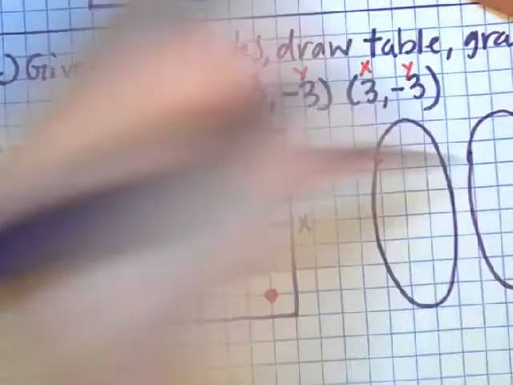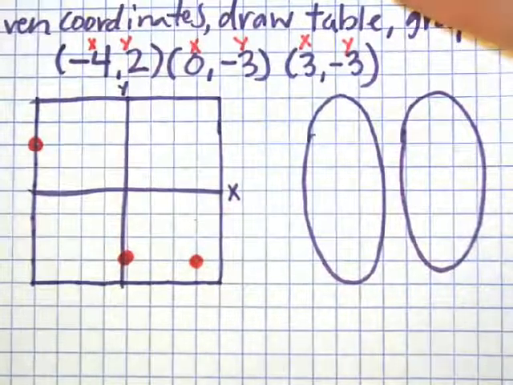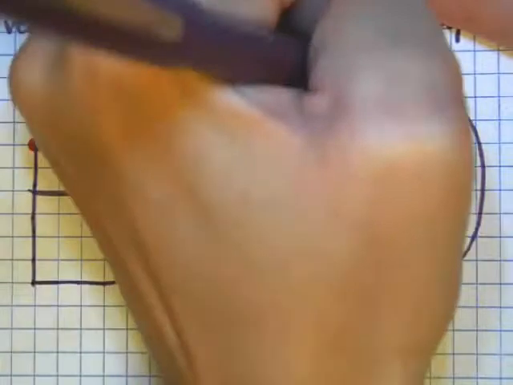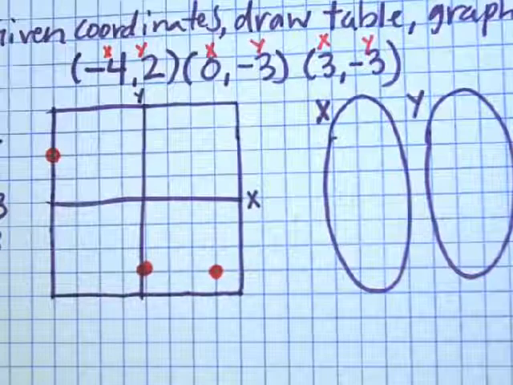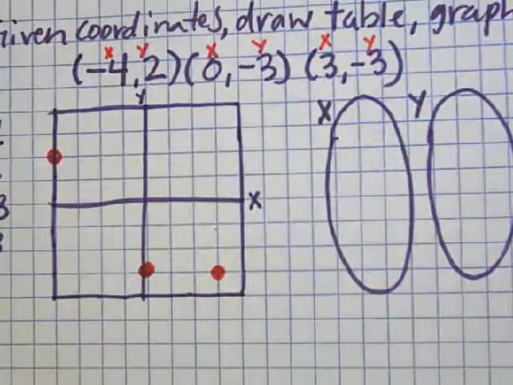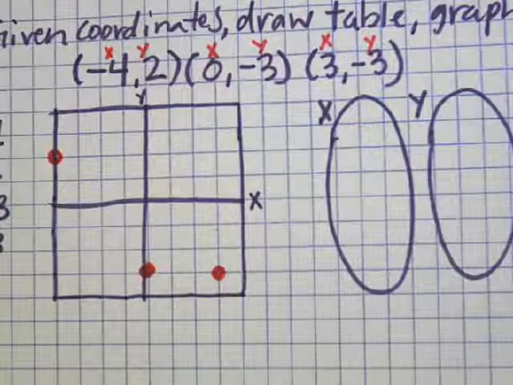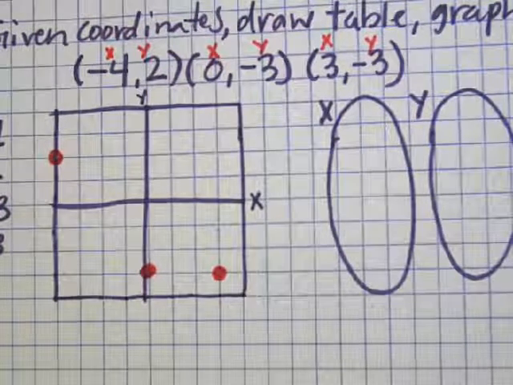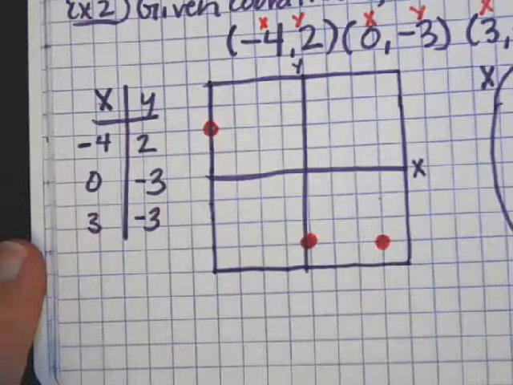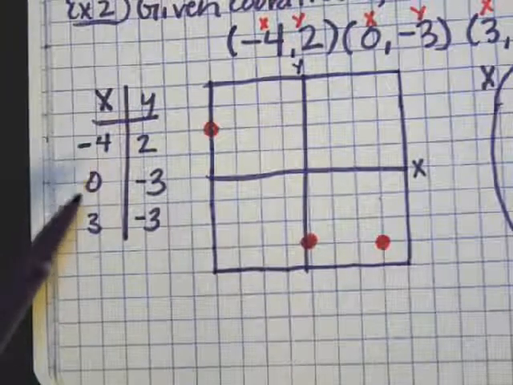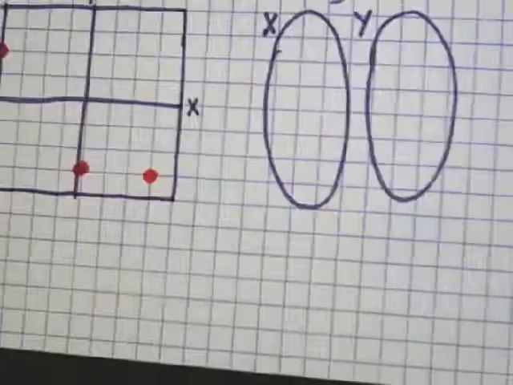So 2 ovals side by side without touching. First one's always going to be x, second one's always going to be y. Remember, for a mapping, you cannot repeat numbers and they have to be written least to greatest, okay? So my smallest x number is -4, then 0, then 3. -4, 0, 3.